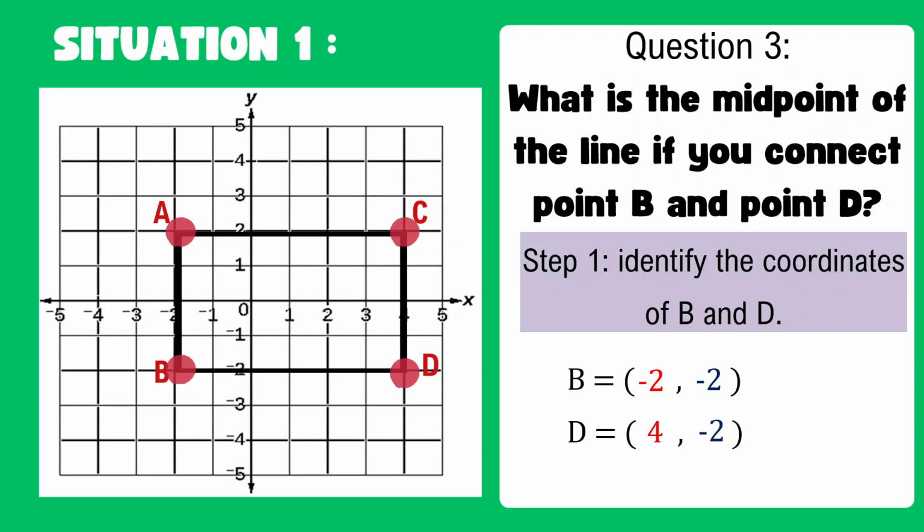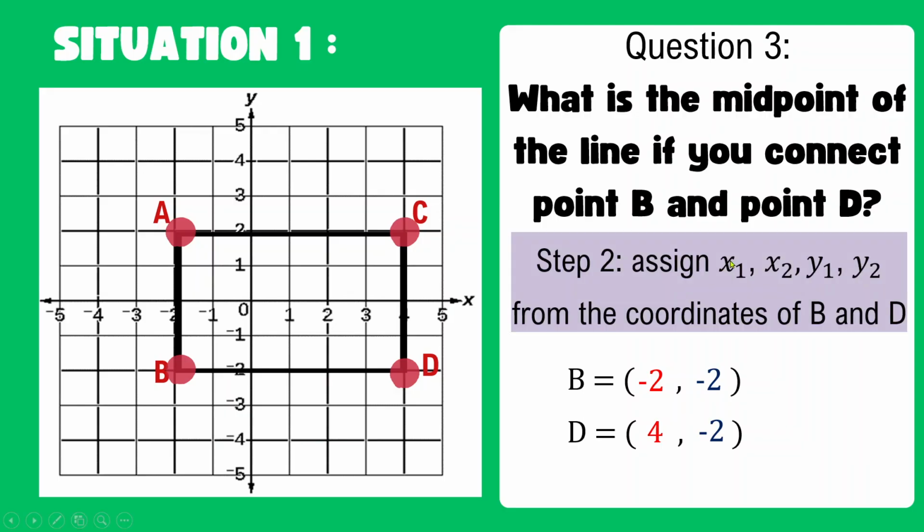Next step, assign x sub 1, x sub 2, y sub 1, y sub 2 from the coordinates of B and D. So if point B is your first point and point D is your second point, then this would be your x sub 1. And then this would be your x sub 2. This would be your y sub 1. And then this would be your y sub 2.